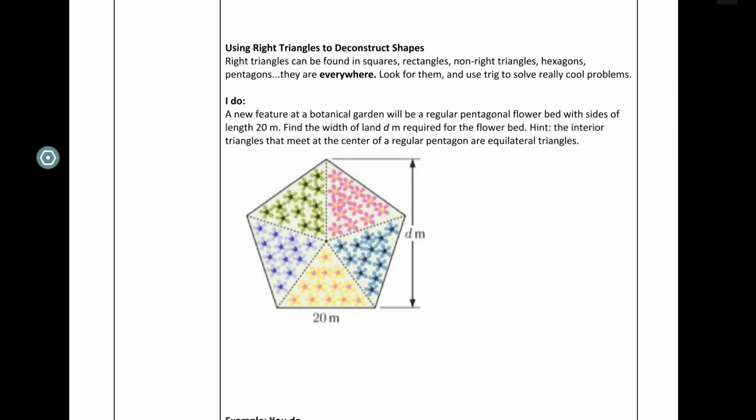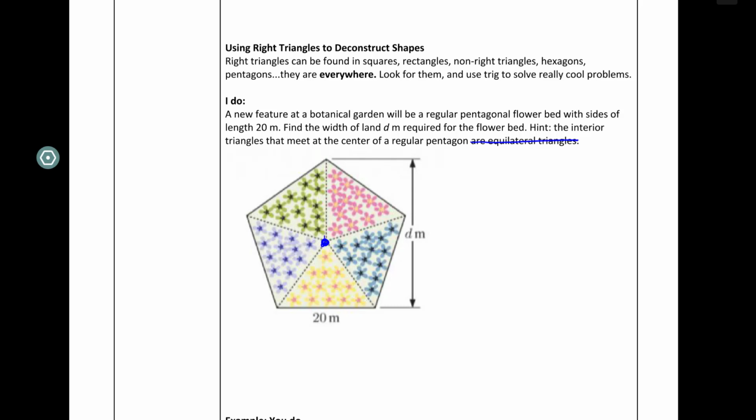Now, a new feature at a botanical garden will be a regular pentagonal flower bed with sides length of 20 meters. We want to find the width of land D required for the flower bed. So I'm giving you a hint here. The triangles that meet at the center of a regular pentagon are equilateral triangles. Oh, that's not true. I apologize. These are not equilateral triangles. Okay, we don't know that they're equilateral triangles.